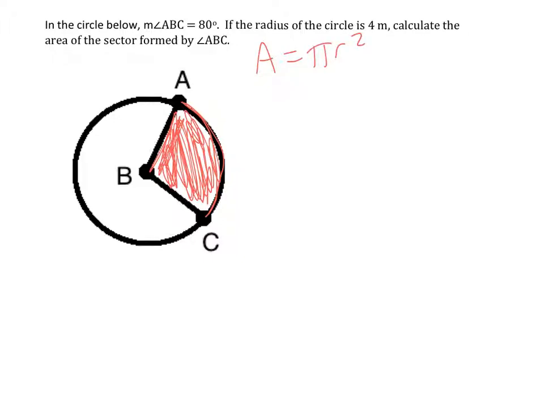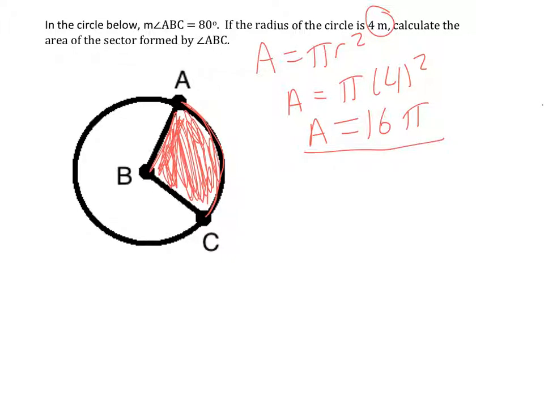And anytime you can find the area, it's usually a good idea to do so. So as soon as they give us the radius as 4, we can go ahead and say, okay, well, what is the area of the full circle? Pi times 4 squared, so it's 16 pi. So might as well just go ahead and start with that.